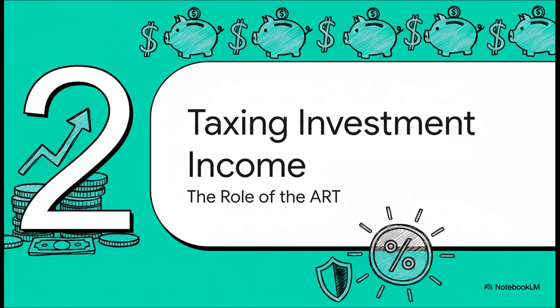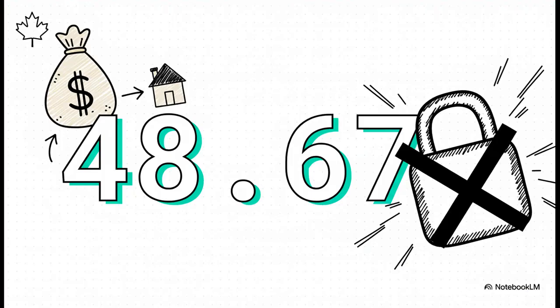Okay, so how does the government tackle this deferral problem on passive income? Let's dig into the first major tool in their toolbox, and it's a big one. They impose a special, very high rate of tax on that aggregate investment income right up front. They hit it with a really high tax rate right out of the gate. We're talking about a combined federal and provincial tax rate of roughly 48.67% on this type of income.